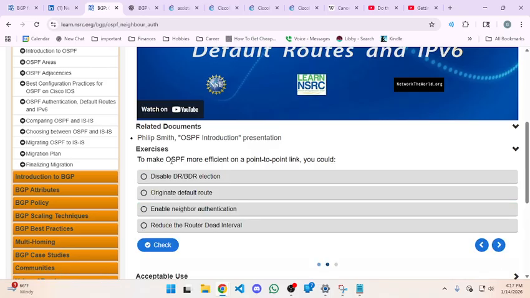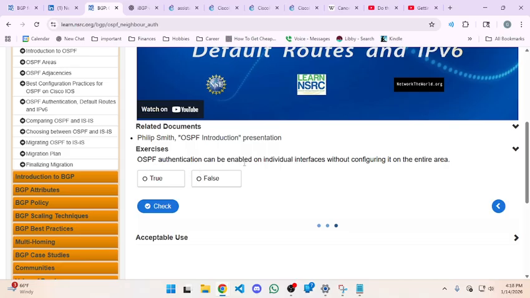To make OSPF more efficient on a point-to-point link, you could disable, because there's no need for it on point-to-point, the designated router / backup designated router election.